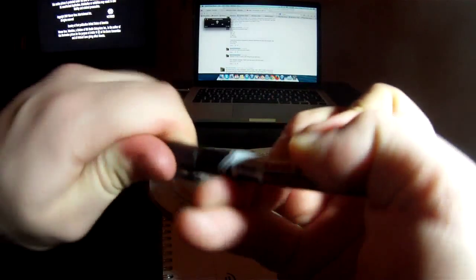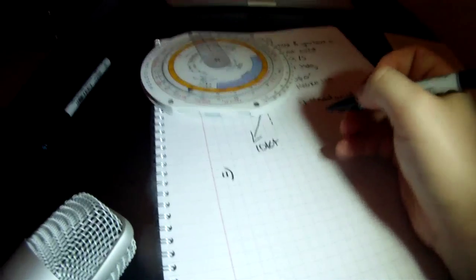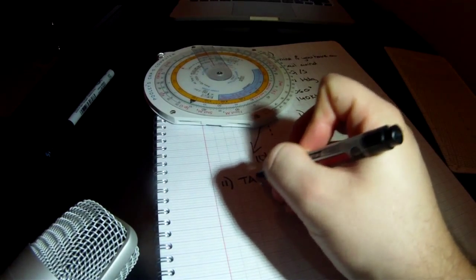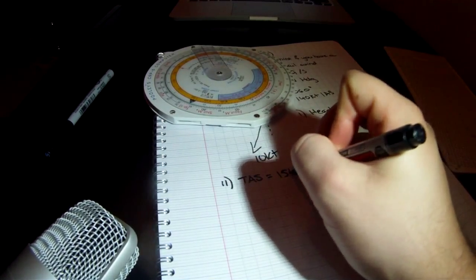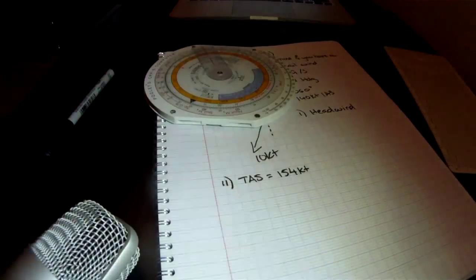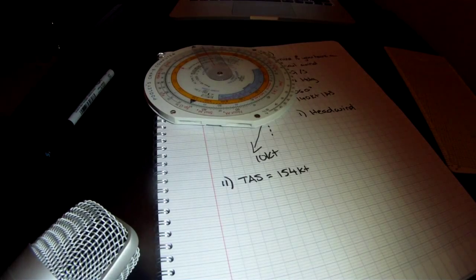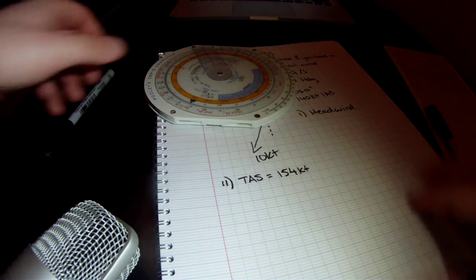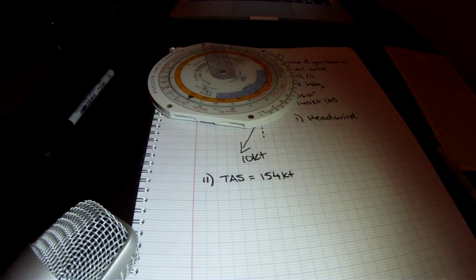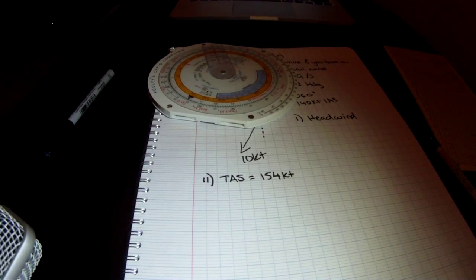So we're going to quickly note this down here. TAS equals 154 knots. Fantastic. All right. Now we're going to move on. Sorry, this mic is getting in the way.